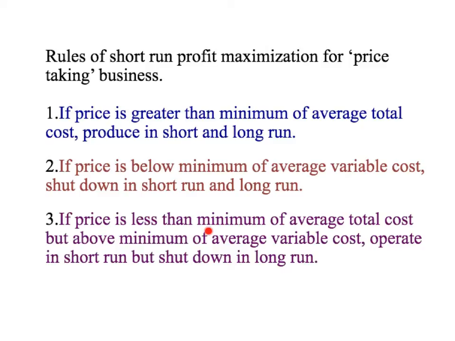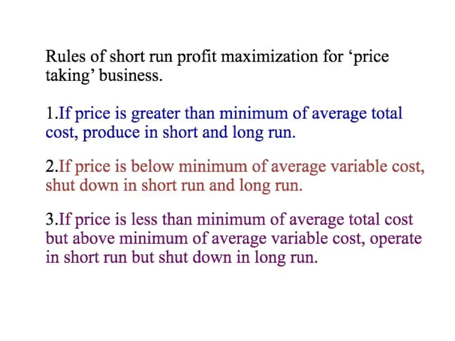What about if price is less than minimum average total cost, but is above minimum average variable cost? Well, in the short run, your choice is shut down and lose the fixed costs or keep operating. If you keep operating, you can't cover your fixed costs, but at least you're making an operating profit that contributes towards the fixed costs. So at least you can minimise your loss by operating in the short term. But in the long term, when those fixed costs become variable, you want to shut down. You certainly don't want to renew any of your fixed costs.